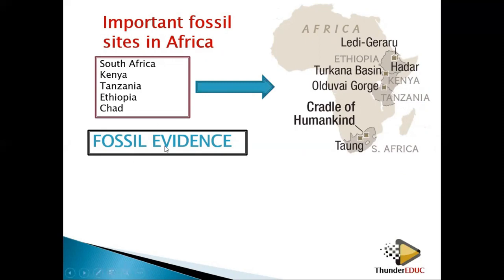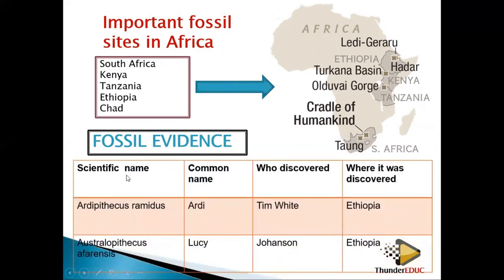So let's look at the fossil evidence. Here you need to know at least the scientific name, common name, who discovered it, where it was discovered, and at least the age. In this case, I've not included it here because I have already designed a small clip which has all that information. So you have the scientific name.